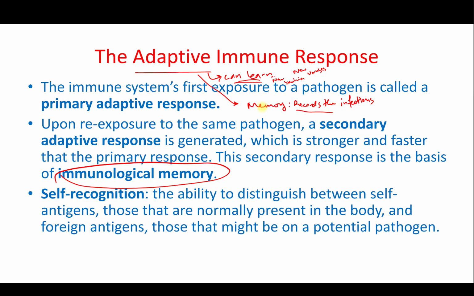A third difference with the adaptive immune system is that it can recognize. It has self-recognition. What does it mean? It can differentiate between self and non-self cells. So this one can detect the non-self cells, the cells that don't belong to the body.